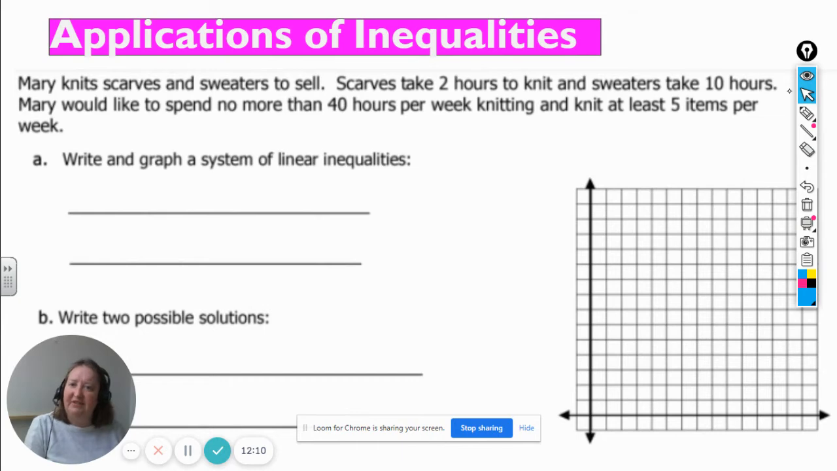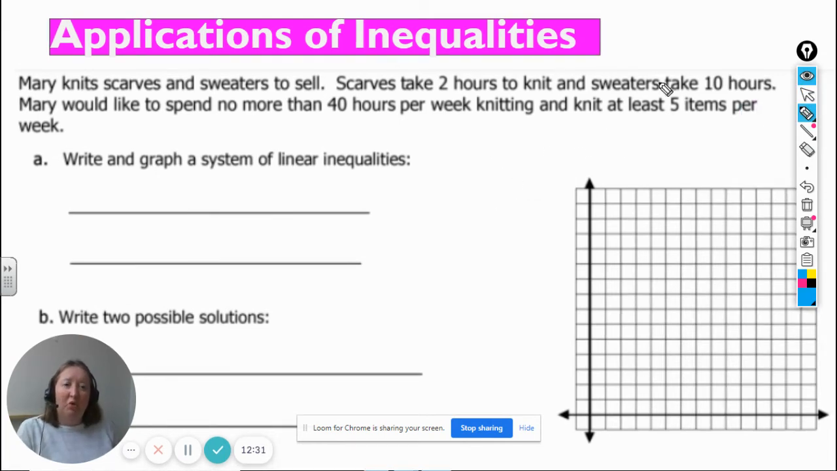Okay, Mary knits scarves and sweaters to sell. Scarves take 2 hours to knit, so that's the rate that she can knit. And sweaters take 10 hours. Mary would like to spend no more than 40 hours a week knitting, and she would like to knit at least 5 items per week. Okay, she's got herself a little business going on here. So the two things that we're comparing are scarves and sweaters.